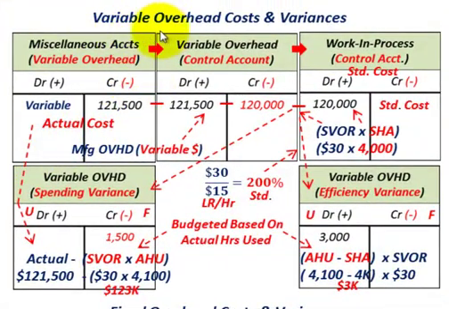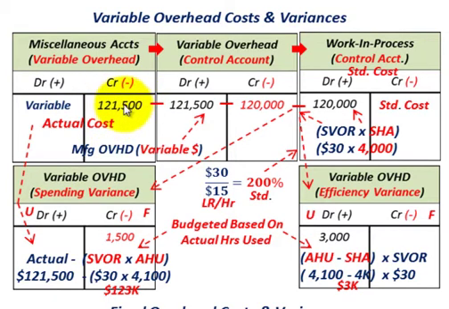Now let's look at these calculations again, just breaking them apart, looking at our variable overhead costs and their associated variances. We just went through that, but just as a review, and then we'll look at our fixed overhead costs and their variances. So, looking at the variable overhead, just tracking that through our accounts.